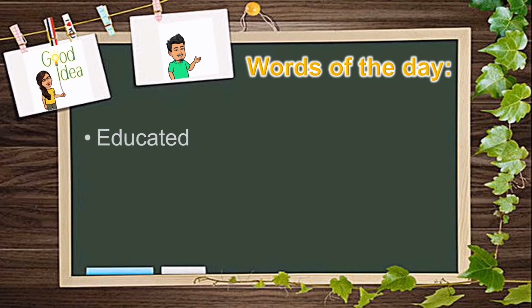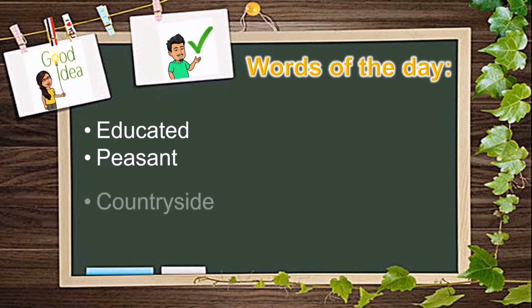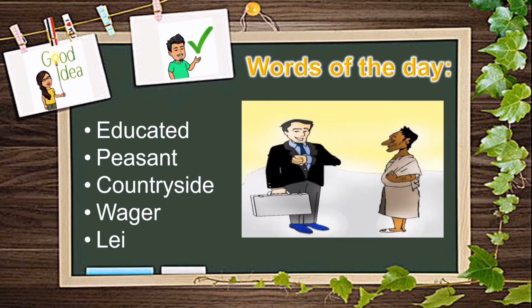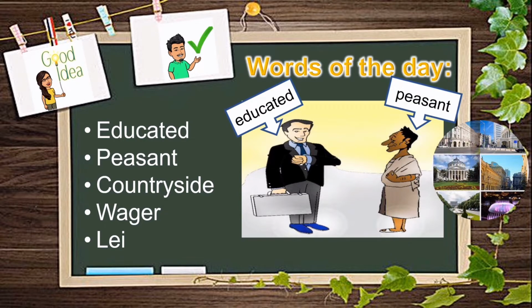Words of the day: educated, peasant, countryside, wager, lay. Look at this picture. The first man that you see is a picture of an educated man. Now, the second person that you see is a picture of a peasant. Now, as you see, Bucharest is a city, but the background in the picture has no buildings, but it is a picture of a countryside. It means barangay or province in our own dialect.